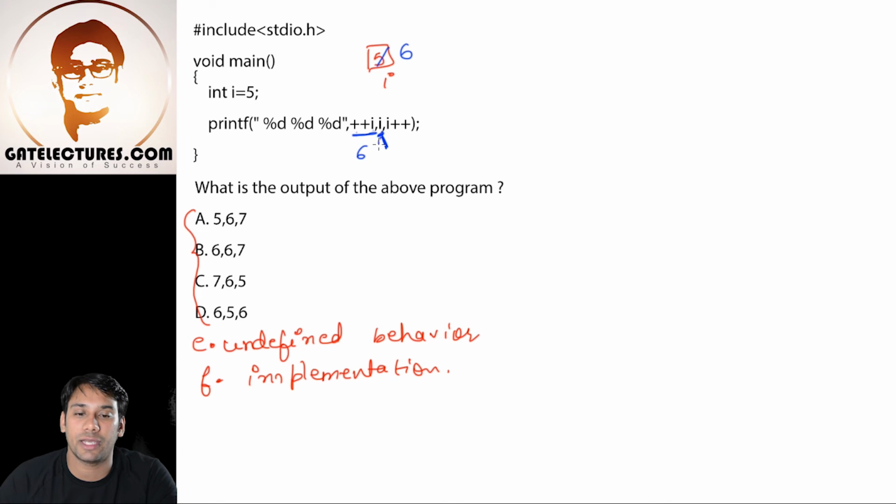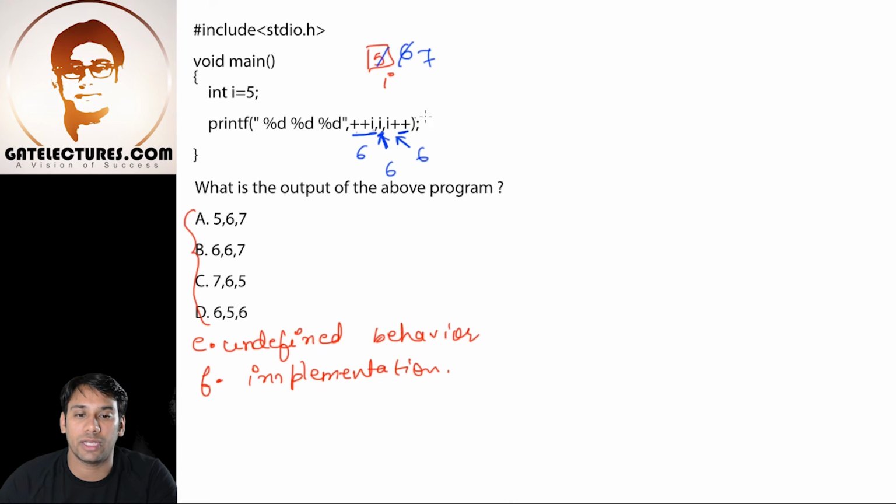Then in the next statement I am printing the value of i, which is 6, and in the next statement, first of all I use the value of i, then I increment it. So it will print 6 and then increment it to 7. Therefore people will think the output will be 6, 6, 6, right? But there's no option as 6, 6, 6, right?